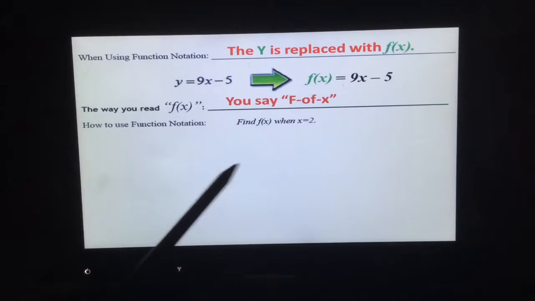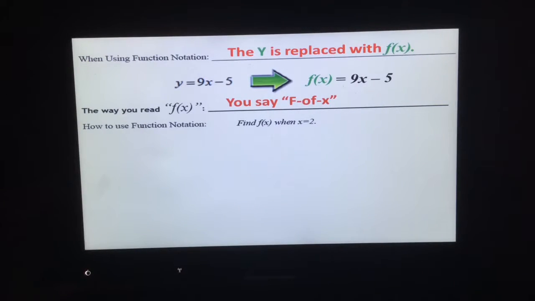Okay, now I want you to do a problem for me in which you plug in a number for x and find out what y is. So go ahead and do that right now. All right guys, hopefully you got that right.